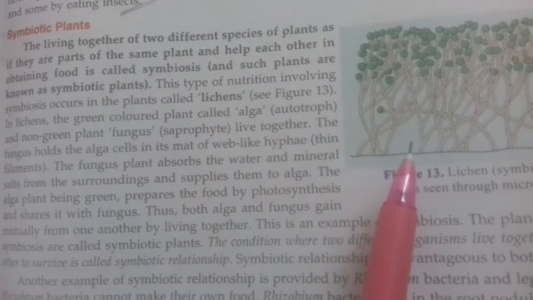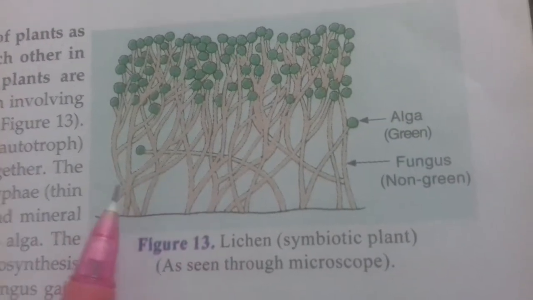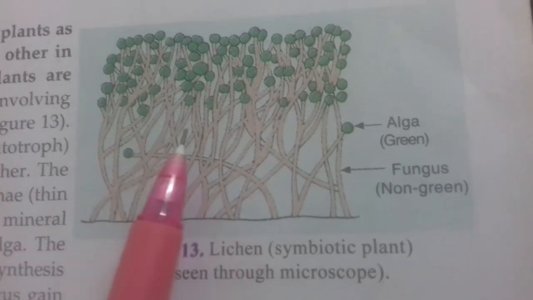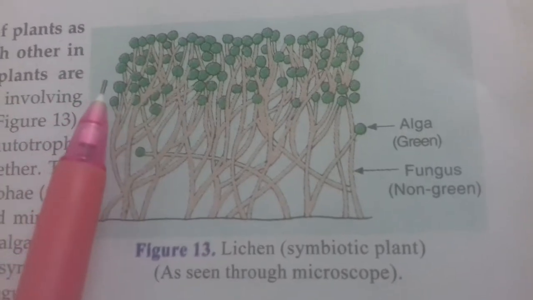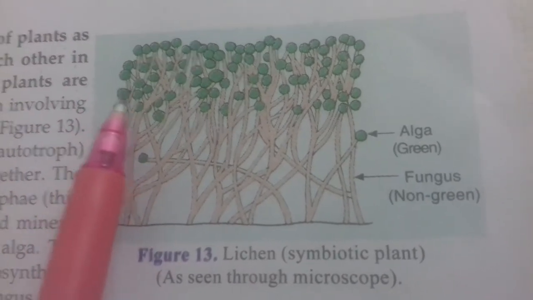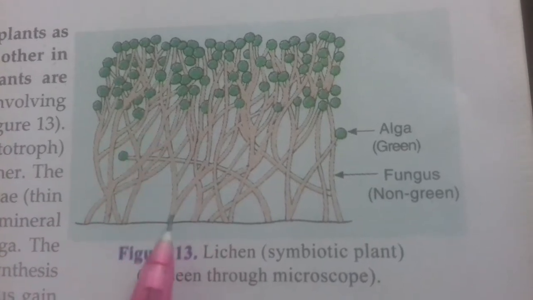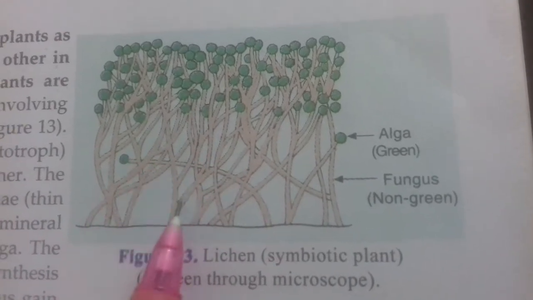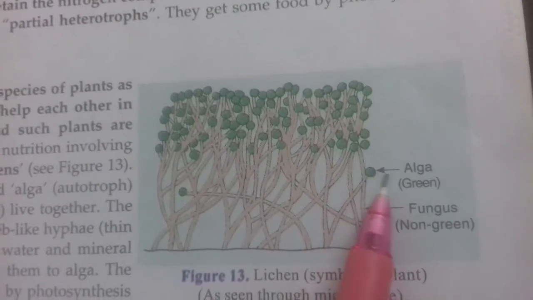But here the picture taken through the microscope is shown. Just see, this is a lichen plant. In a lichen plant, the upper bulb-like structure is of algae and the tubular structure which looks like a stem or branches of a tree is a fungus. It is a fungus and this green one is an alga.